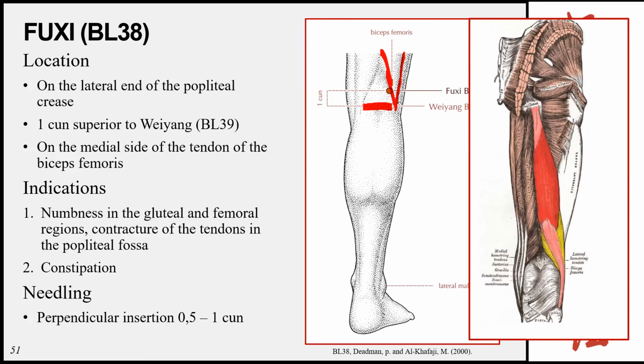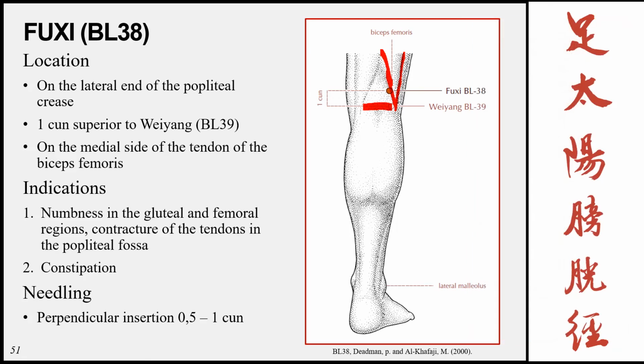And this image here just shows another view more clearly of the biceps femoris. This is the one head of what we call the hamstrings, and this is the outer head. The indications for this point can be used for numbness in the gluteal and femoral regions, contracture of the tendons in the popliteal fossa, and constipation. Needling, it's perpendicular insertion, 0.5 to 1 cun.